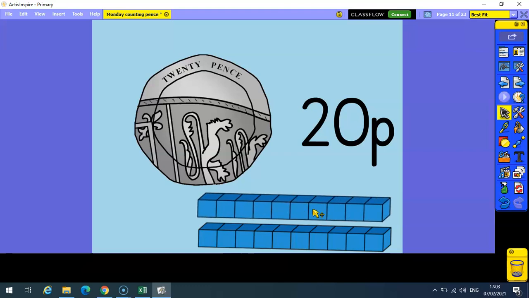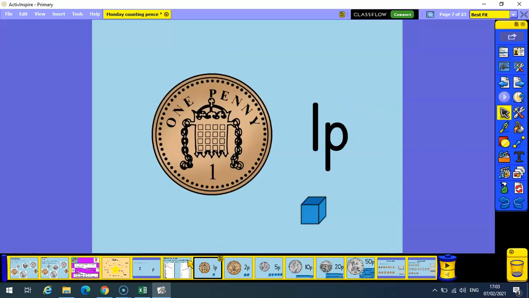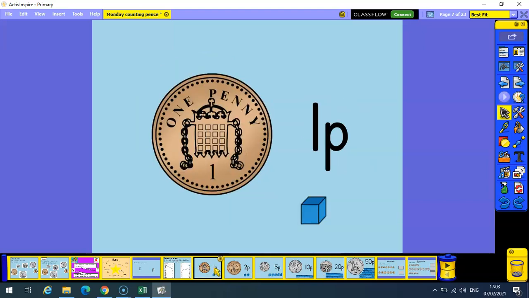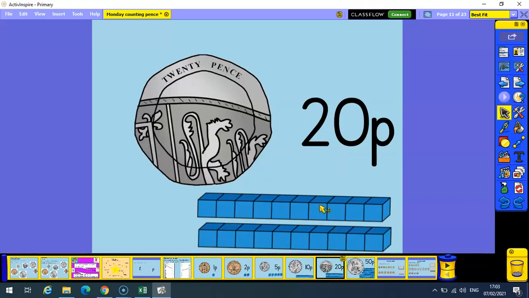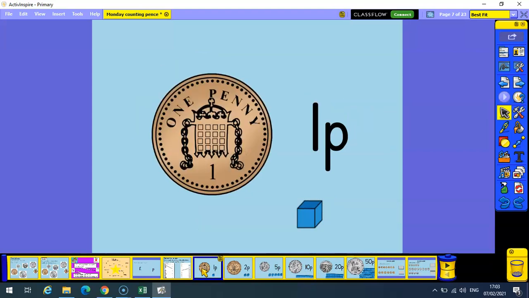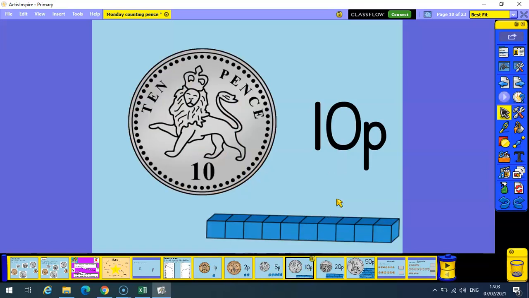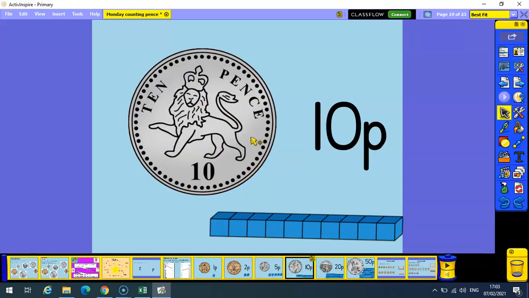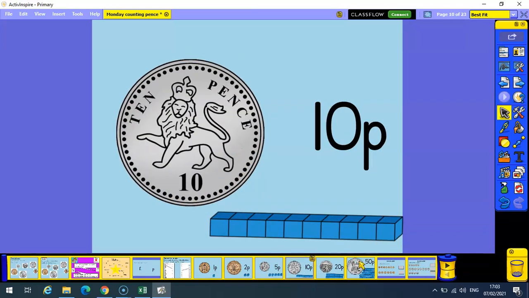And it's worth 2 tens. It's worth 20. So 20 of these 1p's are the same as this 20p, just how 20 ones is the same as 2 tens or a 20. And 10 ones is the same as 1 ten. So 10 1p's is the same as 10p.